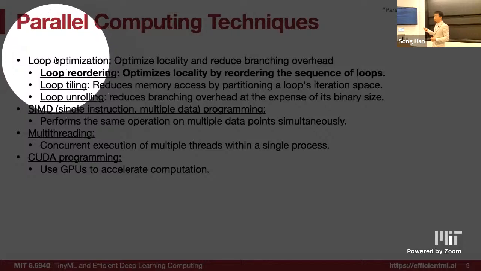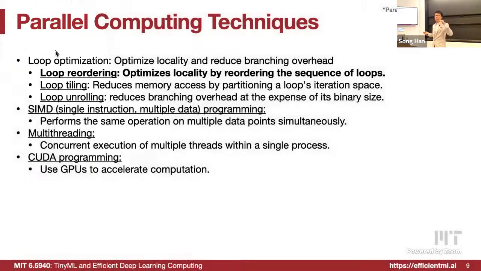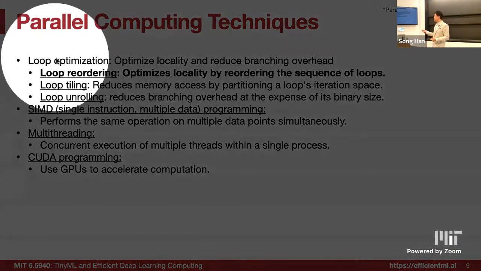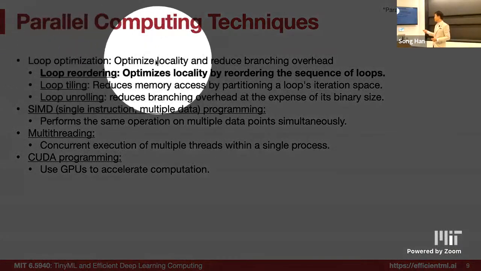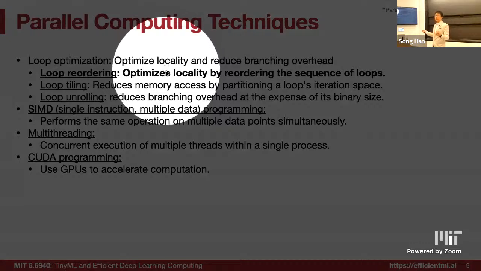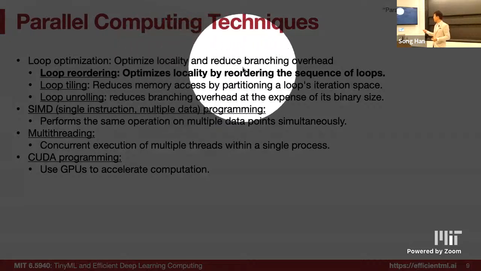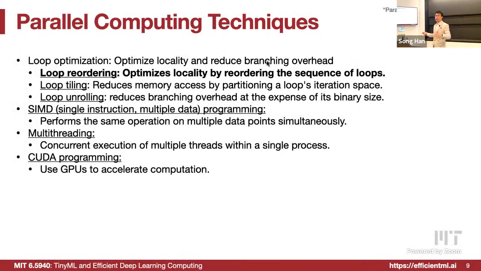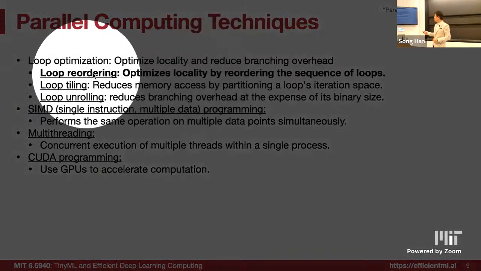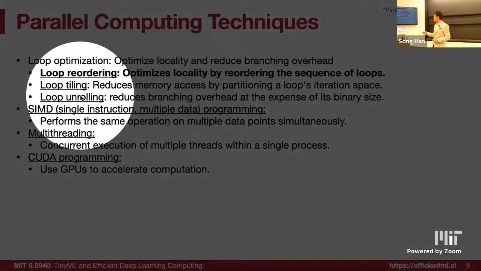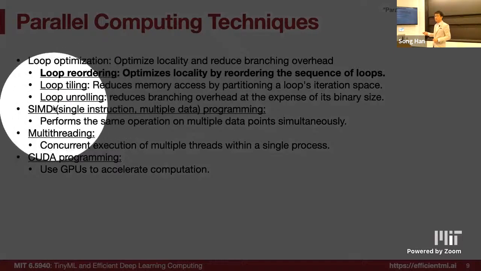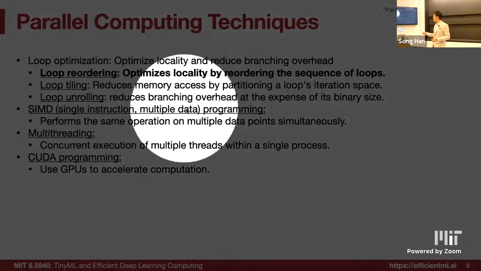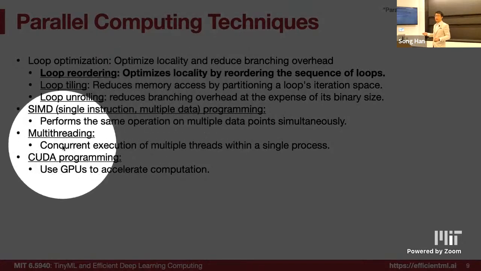So we'll start with loop optimization. There are several for loops. A matrix multiplication is basically 3 for loops. A convolution is basically 6 for loops. Optimizing loops is very essential for parallel processing. Our main target is to optimize for cache locality and reduce the branching overhead. Try to avoid the branching. So we'll cover loop reordering, tiling, unrolling. And next, we are going to talk about SIMD instructions, single instruction, multiple data, and also multi-threading, and finally CUDA programming.